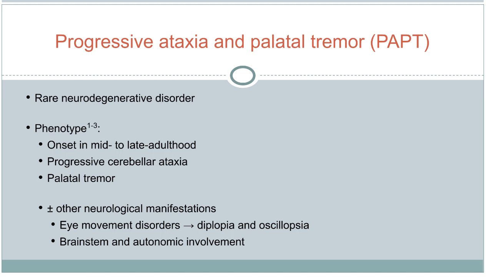And there may be some accompanying other neurological manifestations, including various eye movement disorders, which can present with diplopia and oscillopsia. The eye movement disorders that have been described include gaze-evoked nystagmus, square wave jerks, hypertropia, and also an INO has previously been described. And there may be accompanying brainstem and autonomic involvement.